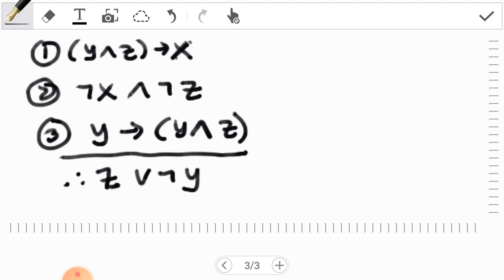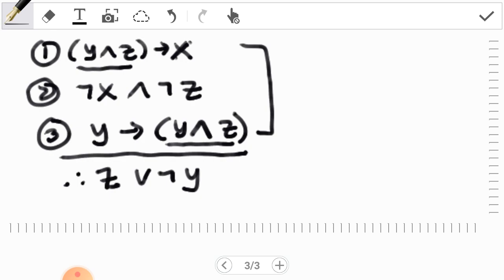Let's look at our premises again. Look at number 1 and 3. For premise number 1 and premise number 3, both are implication statements. And look at this, Y and Z, Y and Z. Y and Z appears as the first proposition in this conditional statement. Y and Z comes in the second proposition of this conditional statement. So we can use here hypothetical syllogism.